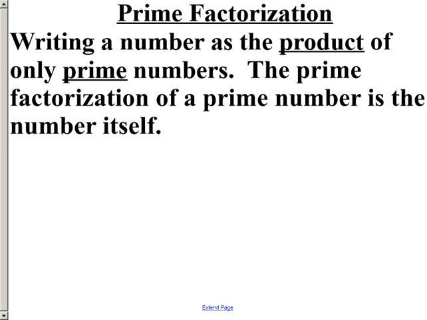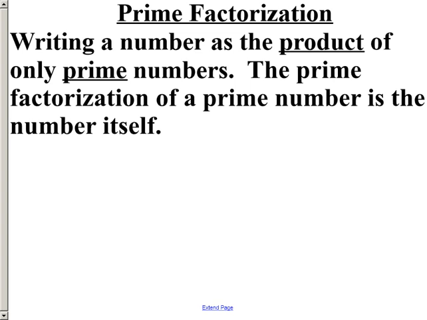If you have a prime number, the prime factorization of that number is the prime number itself. So for example, the prime factorization of 13 is 13. The prime factorization of 17 is 17. So the prime factorization of a prime number is the number itself. When we're talking about a composite number, however, we can take any composite number and rewrite it as a multiplication problem, and all of the factors will be prime numbers.